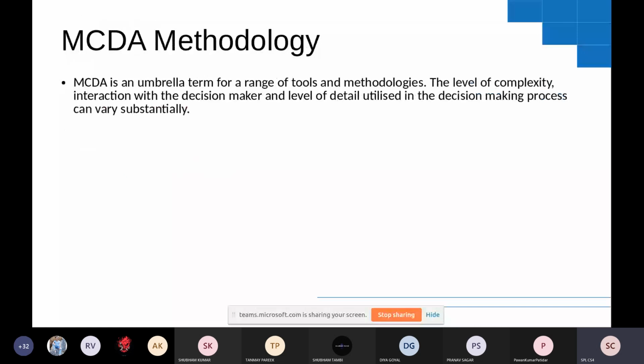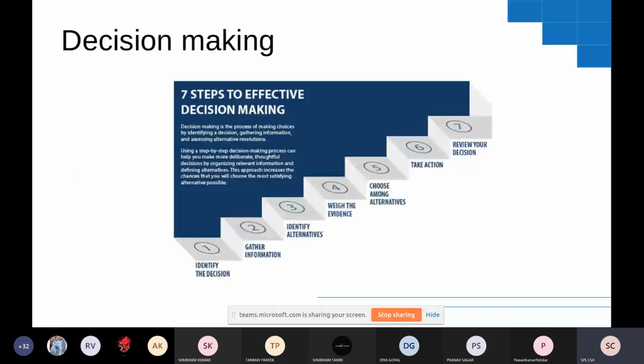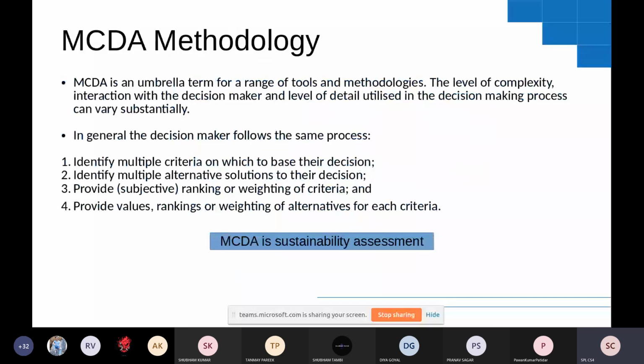Okay, so that's majorly about it: in general the decision maker follows some process, like identifying multiple criteria on which they base their decision, identifying multiple alternative solutions to the decision, and subjective ranking, that is, providing the weights of the criteria that we talked about in the very first session, in the very first slide, step number 4, weighing the evidences. Okay, so providing subjective ranking or weighting of a criteria, and finally providing value ranking and weighting of alternatives for each criteria is something a MCDA methodology generally does.